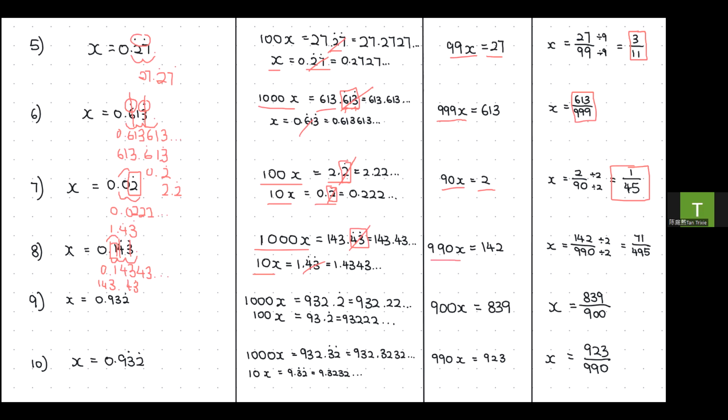Then 143.43 recurring decimal minus 1.43 recurring decimal. The recurring decimal, you can cross it out. And 143 minus 1 equals 142. So x equals 142 out of 990. So simplify it, divide by 2, equals 71 out of 495.